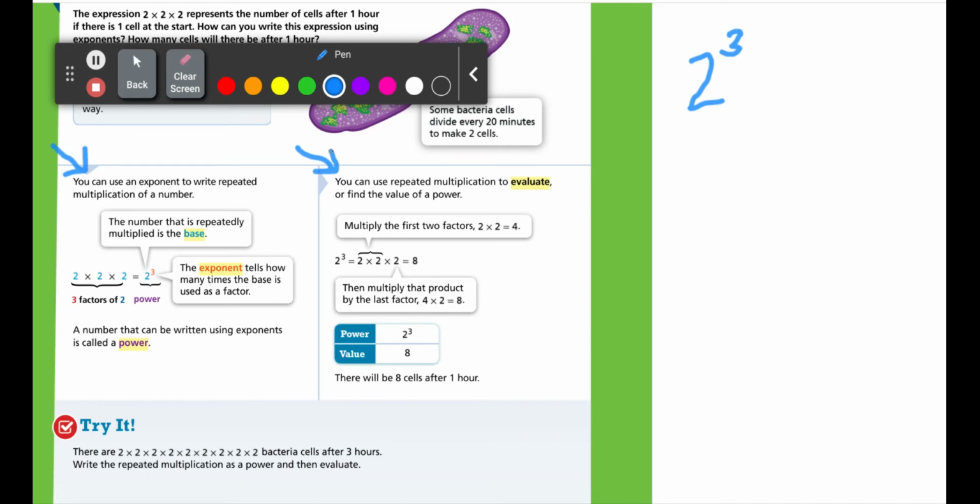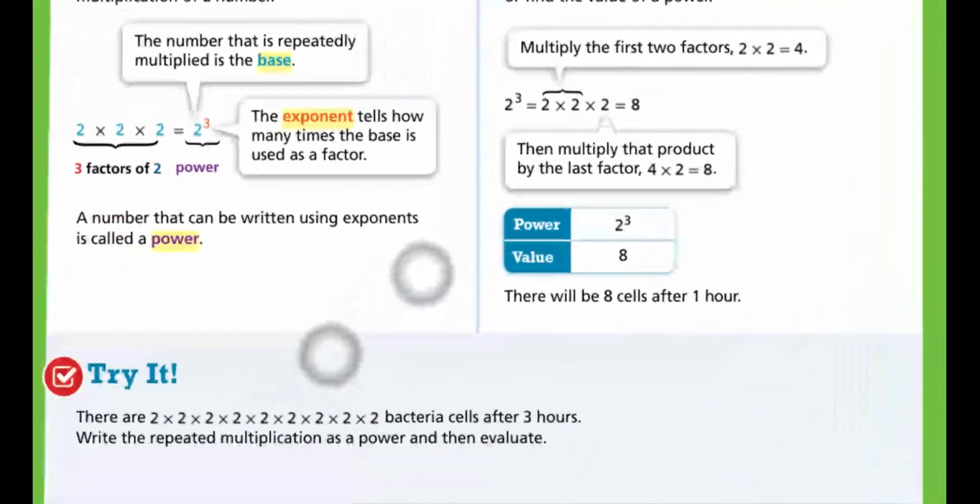So first you multiply the first two factors, 2 times 2, we got 4, and then 4 times 2 would be 8. And actually, look, they did use the equal sign, I guess because you're saying it's equal to 8. But it's just not as typical as we're used to seeing the equal signs. We should really know that expressions do not have equal signs typically. So 2 to the third power is equal to 8. So now let's look at this bottom example, the try it.